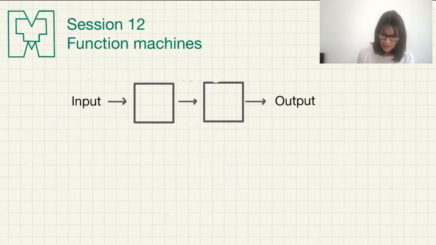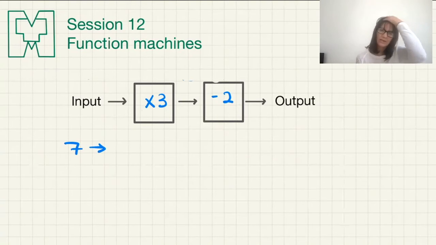Okay, so this time we're going to have, let's say, times 3 minus 2. Okay, and you're going to put 7 in. So just pause and have a go at that question for me.